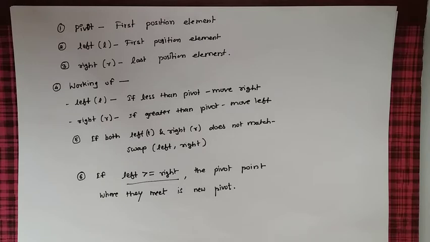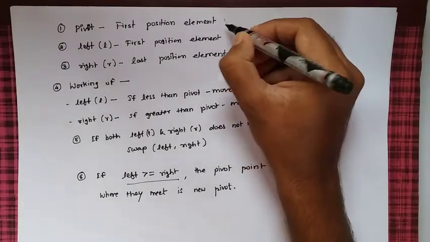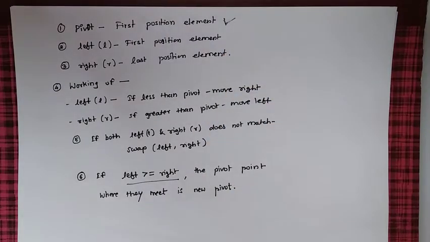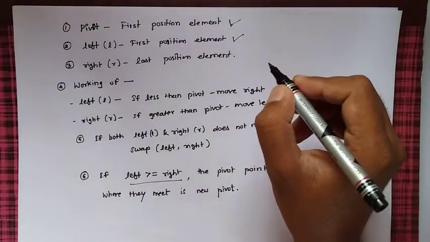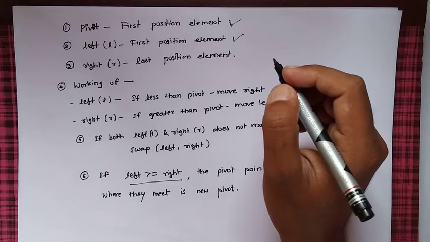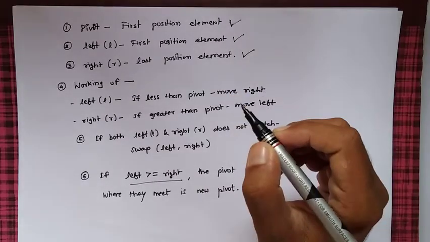The same partitioning and arranging process is performed repeatedly on the resulting sublists until the whole list of items is sorted. Today we'll see one simple example of how to implement the concept of quicksort. First, we need to consider three variables. One is the pivot, which is the first position of the list. Then the left, or L, which points to the first position element. Afterwards, the right, which is the last position element from the given list.